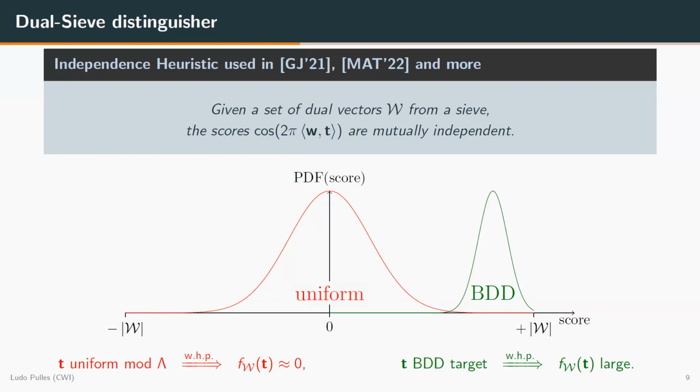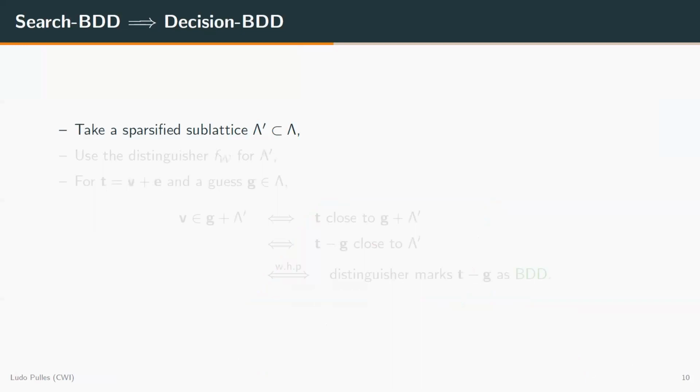From this analysis, they see that a uniform target gives a score roughly 0 on average with high probability. And if a target is from a BDD distribution, with high probability its score is going to be large. So what we can then do is take a threshold value, and every target that has a score above it, we consider a BDD target, and everything below it, we consider a uniform target. And then with high probability, we're right all the time. And this is a way to solve the decision BDD problem, so distinguishing between the two. But we wanted to solve the search problem.